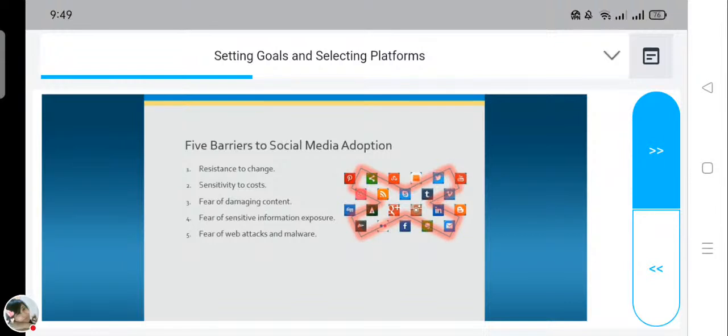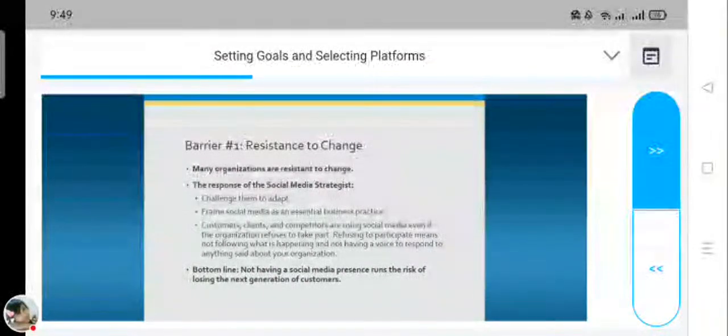We're next going to look at 5 very specific barriers that we see to social media adoption. We'll look at resistance to change, sensitivity to costs, fear of damaging content, fear of sensitive information exposure, and finally, fear of web attacks and malware. The first barrier to adapting to social media is typically resistance to change. Many organizations just don't want to change. They think the way they're doing things now is best.